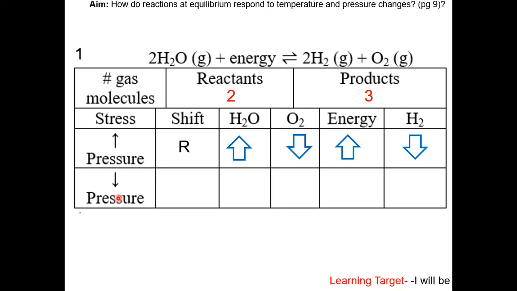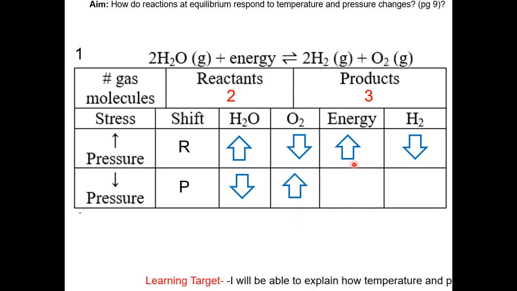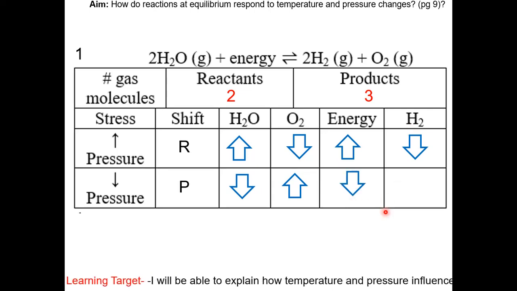Here we have pressure decreasing. If pressure is decreasing, you favor the side with more gas molecules, which is the product side. Since water is on the reactant side, it will decrease. Since oxygen is on the product side, it will increase. Since energy is on the reactant side, it will decrease. And since hydrogen is on the product side, it will increase.